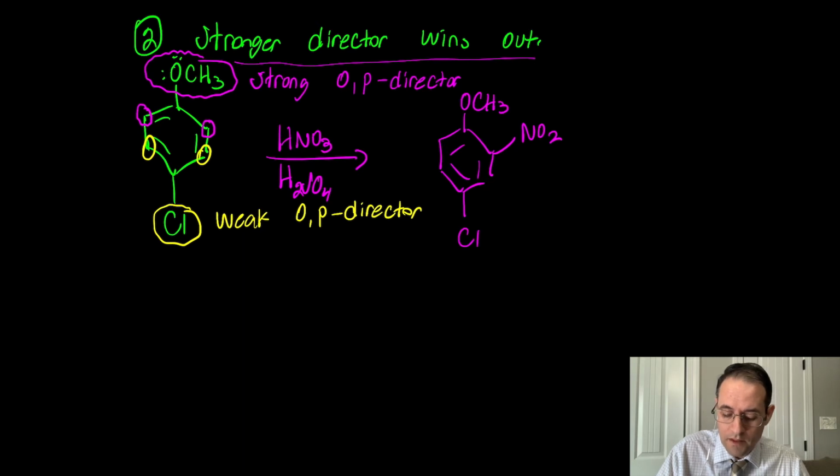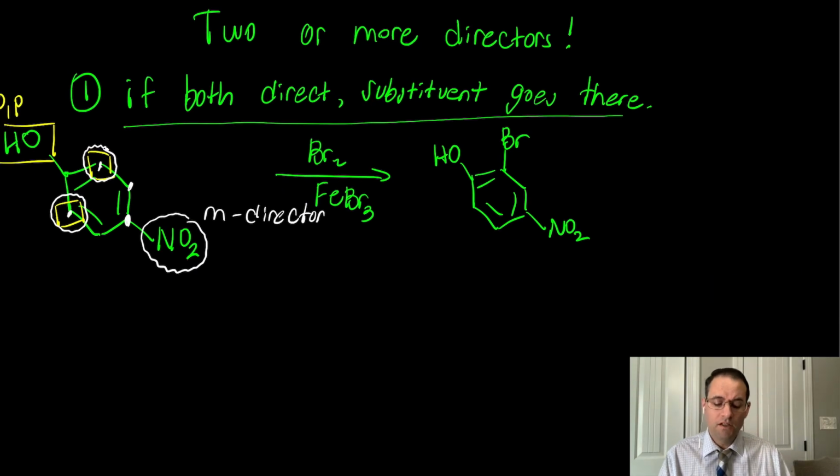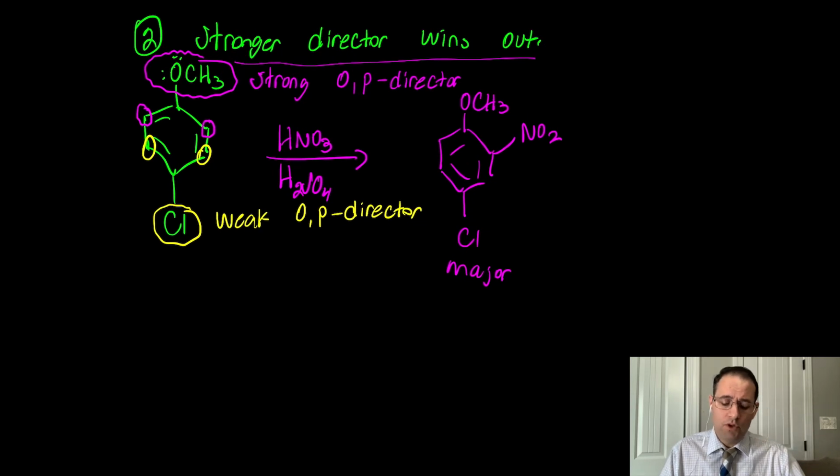Okay. Now, yes, we would expect minor amounts of a nitro group being introduced ortho to the chlorine, but here we're just concerned with drawing the major product, okay? All right. So rule number 1 is that if both things direct, the substituent's going to go there. Rule number 2 is that the stronger director wins out. Those are basically the 2 major rules for figuring out where to put the substituent. So let's go ahead and look at some examples here.